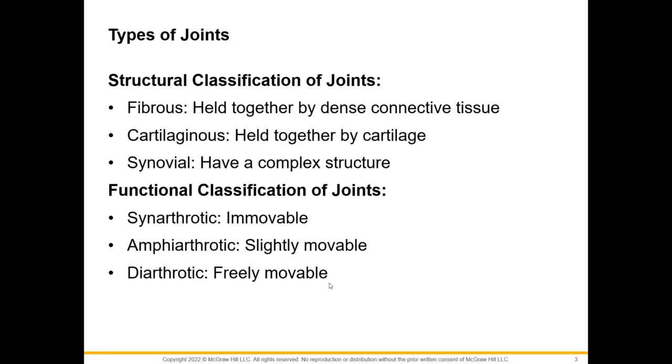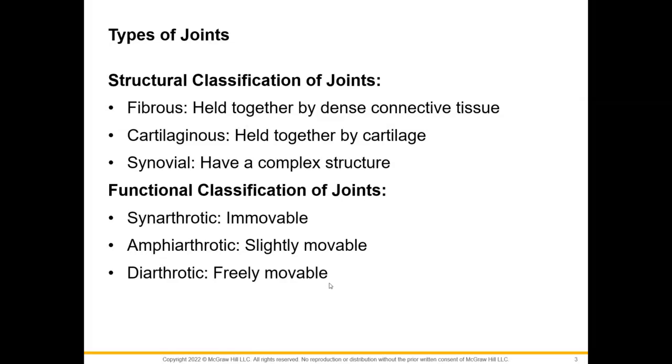Okay, so at the most simplistic level, you have fibrous joints, which are held together by dense connective tissue. Cartilaginous joints, they're held together by cartilage. And synovial joints, which have the most complex structure to them. And we'll talk quite a bit about those because those are like the joints of arms and legs.